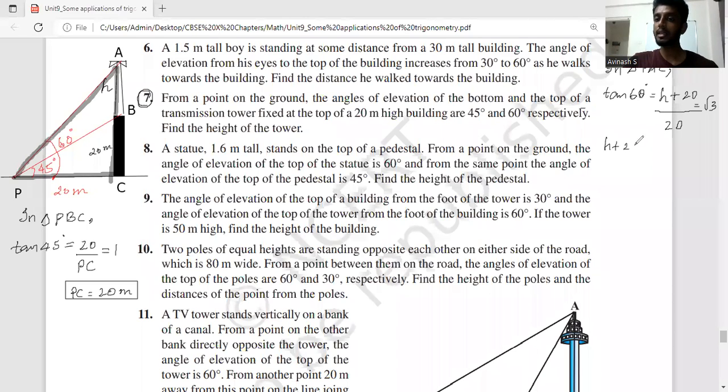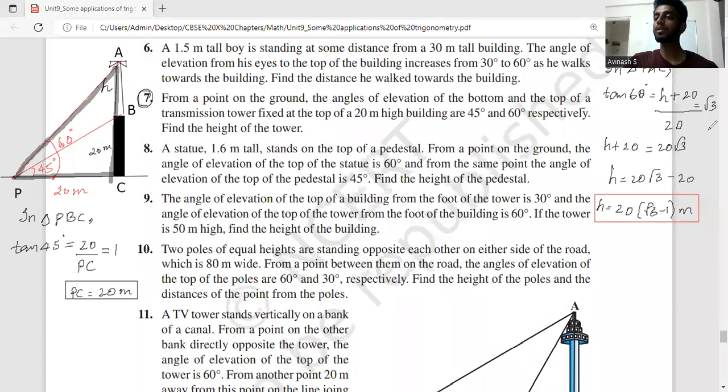Now the next step we get h plus 20 is equal to 20 root 3. Now you get h equals 20 root 3 minus 20. And you get h equals 20, taken as common, times root 3 minus 1. So this is the final answer. We need not do anything after this. If they have given the value of root 3, then you substitute and find out. Otherwise, this is the final answer. So this is how we do this.